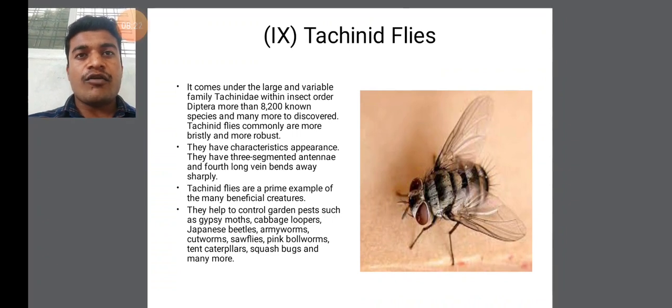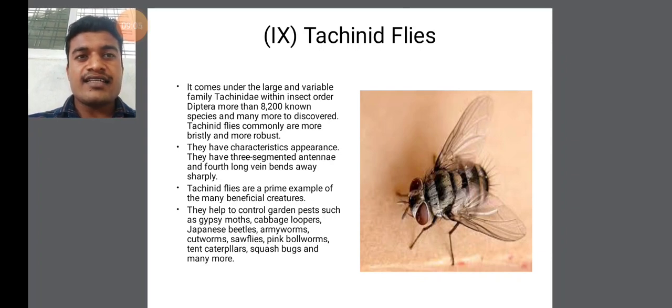The next economically important or beneficial insect is the tachinid fly. These tachinid flies come under the large and variable family Tachinidae within the insect order Diptera, with more than 8,200 known species and many more yet to be discovered. Tachinid flies are commonly more bristly and more robust. Here you can see small bristles over the whole body of the tachinid fly, and all these bristles are robust in nature.